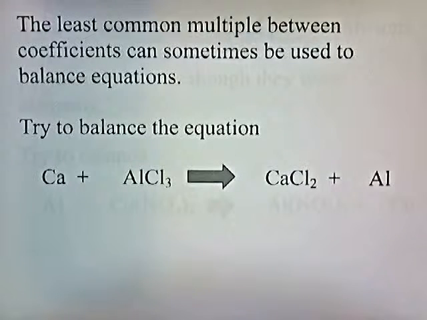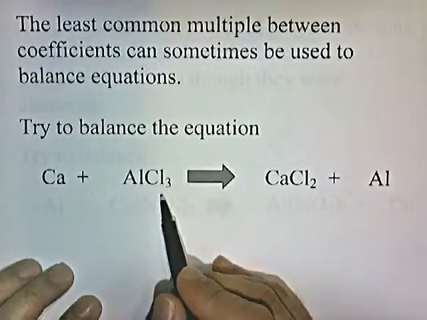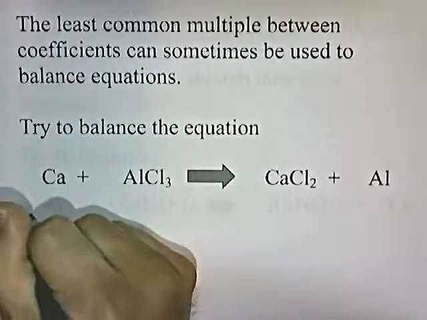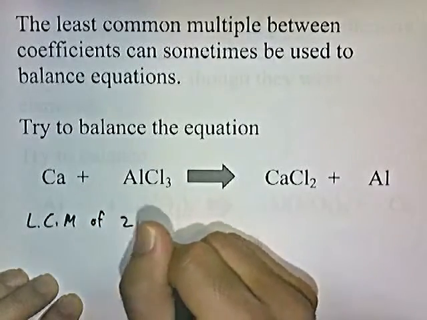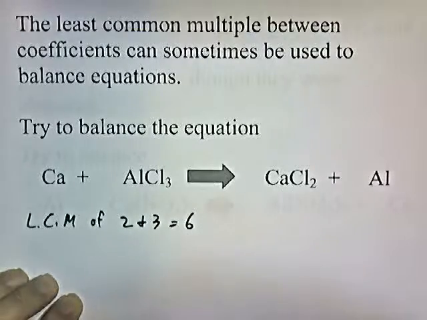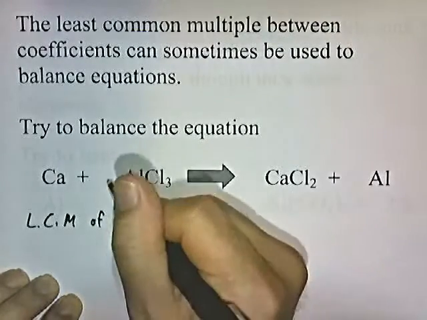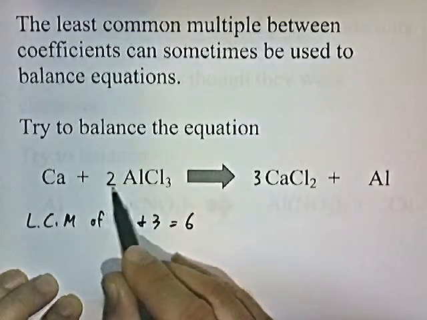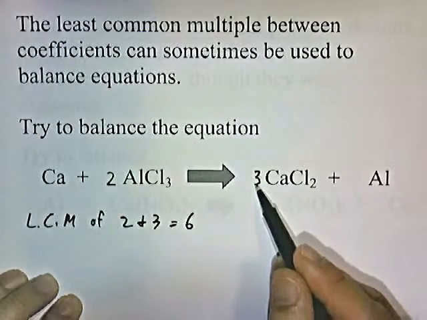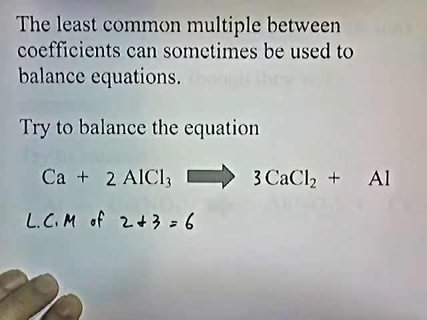And the least common multiple between coefficients can sometimes be used to balance equations. So let's try to balance this one. If you look at this, we have 3 chlorines on the left and 2 chlorines on the right. And the least common multiple between the numbers 2 and 3 is 6. So what we can do is if we put a 2 here and a 3 here, that's going to give us 6 chlorines on both sides. 2 times 3 gives me 6 chlorines. 3 times 2 is 6 chlorines. So my chlorines are now balanced.